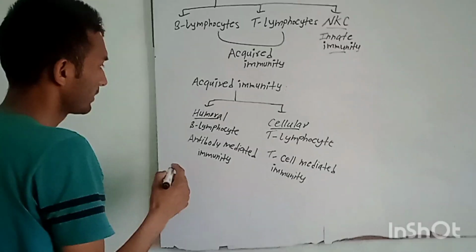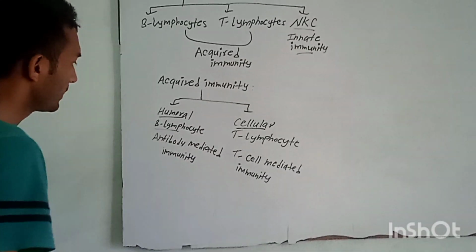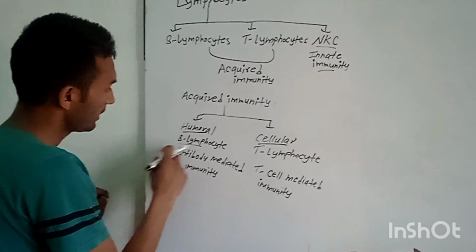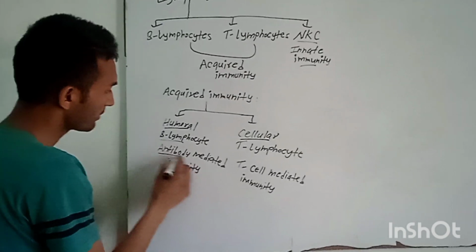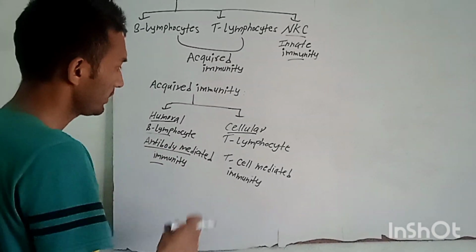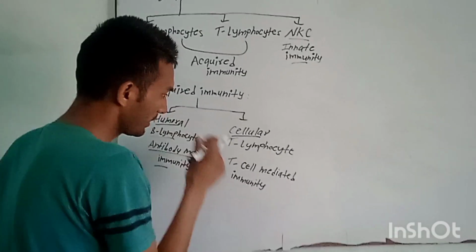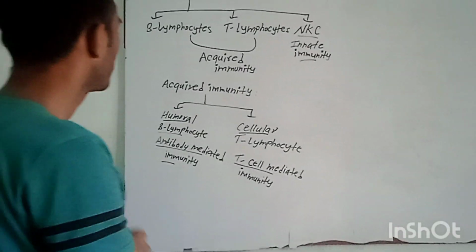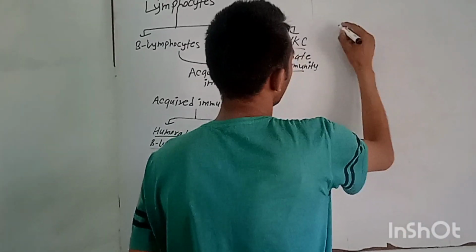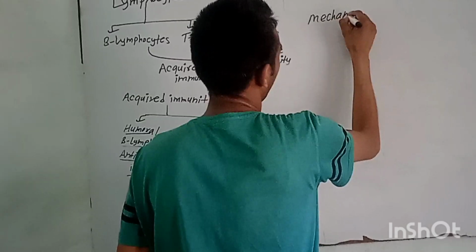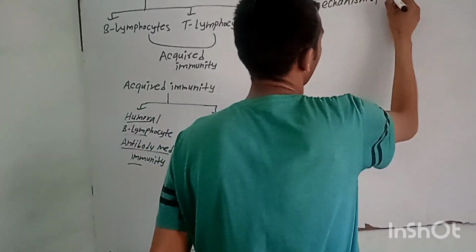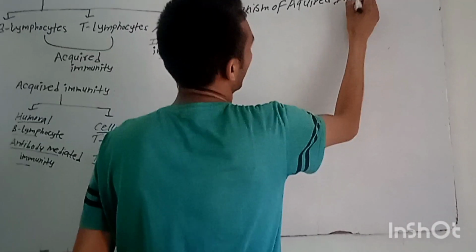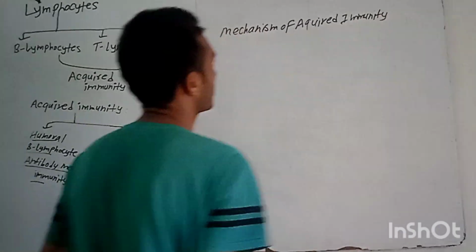Humoral immunity includes B lymphocytes. The plasma cells of B lymphocytes produce antibodies, so humoral immunity is also called antibody mediated immunity. And the T lymphocyte is also called cell mediated immunity. Then we will discuss the mechanism of acquired immunity.